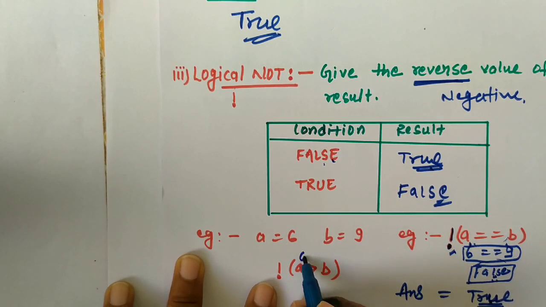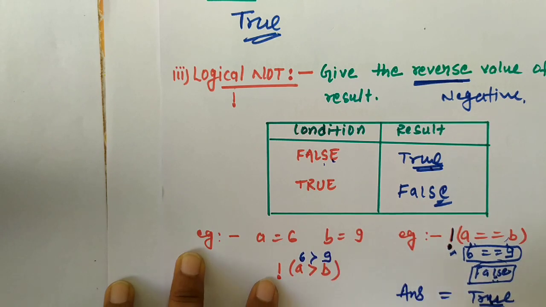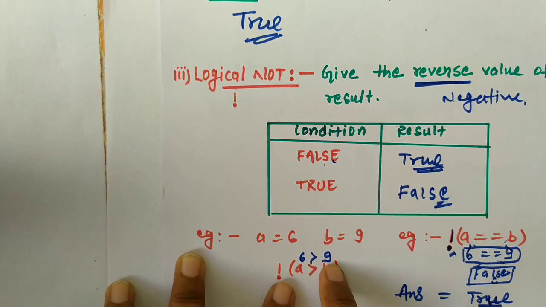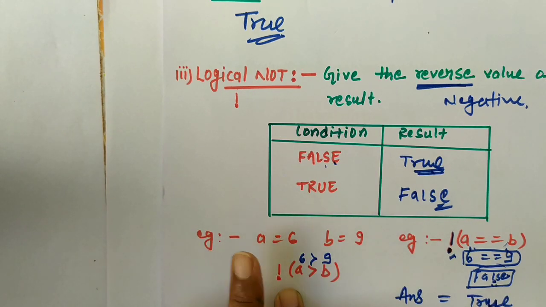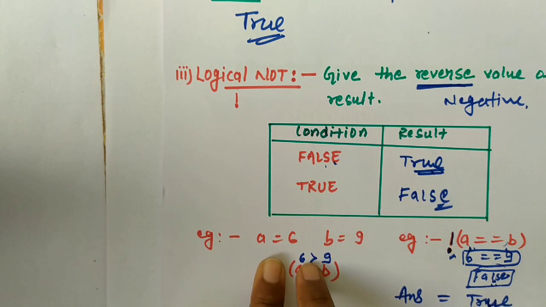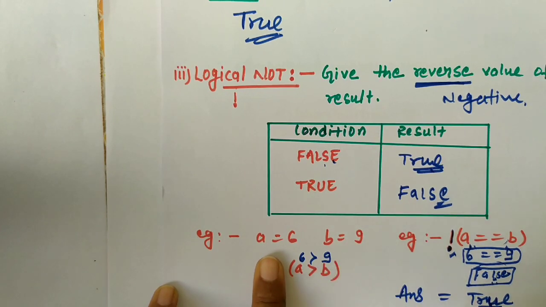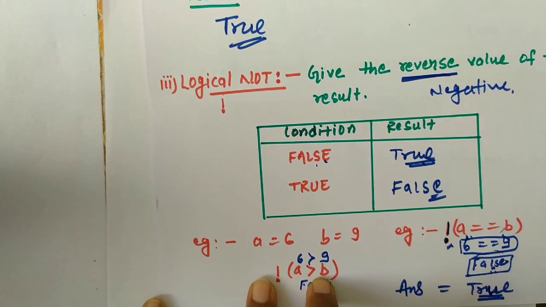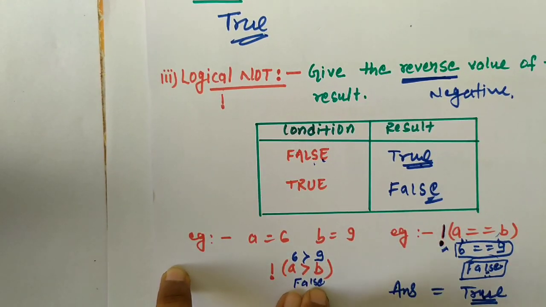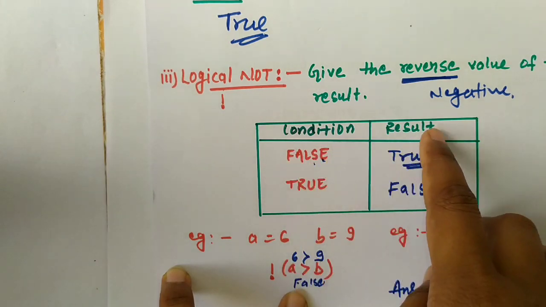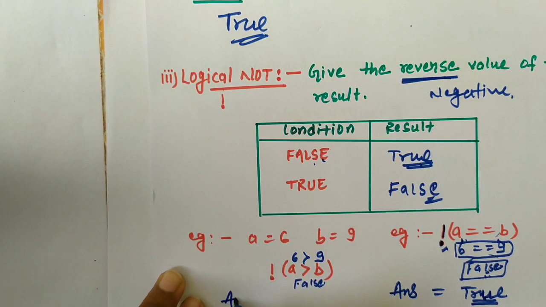6 greater than 9. Is 6 really greater than 9? No. Firstly, I am hiding this NOT sign. Firstly check the condition. 6 greater than 9? No, this is false. But in this condition, there is a NOT sign, that is the negation sign. So the condition is false, the result is true. So the answer of this question is true.